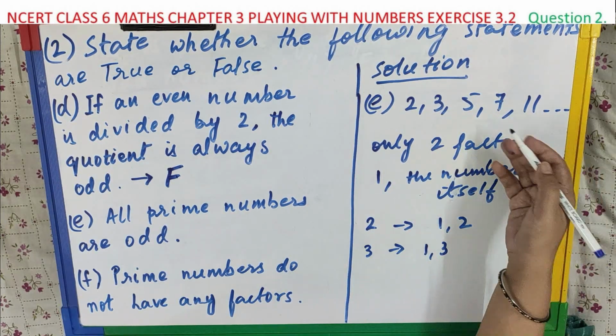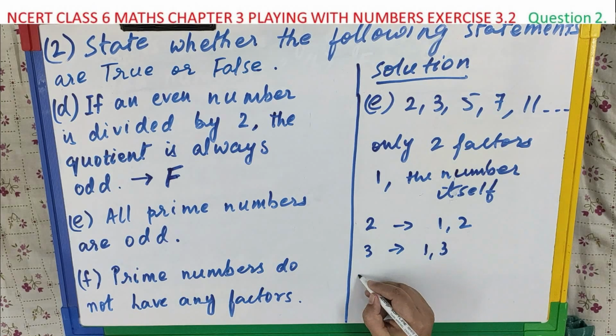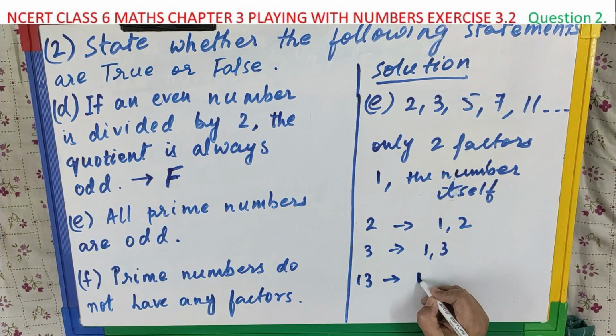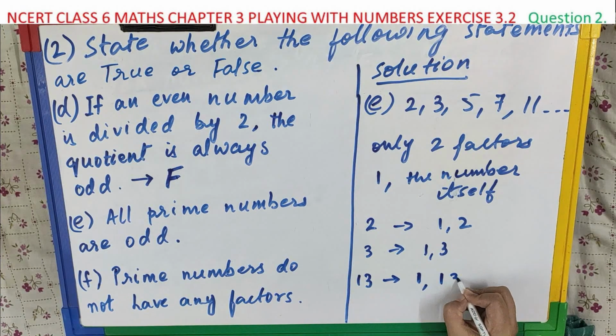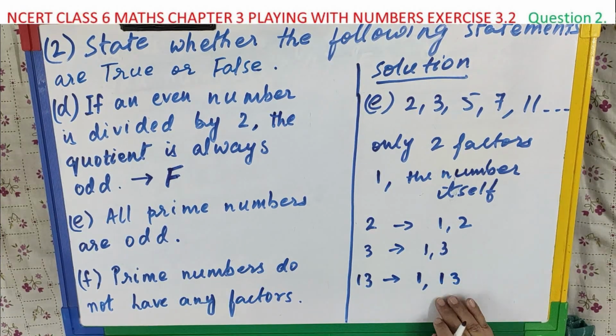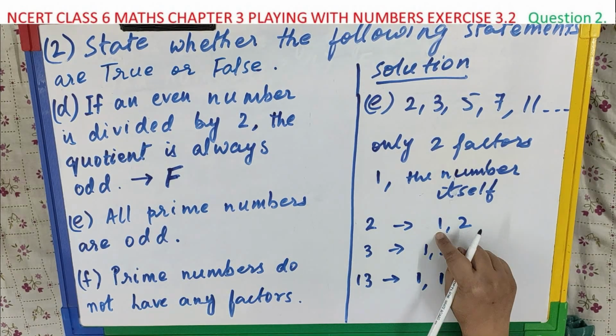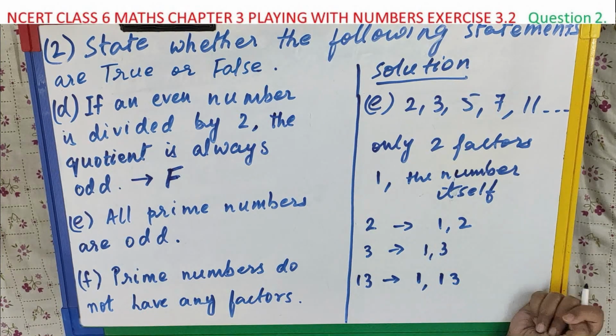5, 7, 11, 13. Let us check 13. 13 is also a prime number because it has only 2 factors, which means it is divided by only 2 numbers: it is divided by 1 and it is divided by itself. So prime numbers have only 2 factors, which means prime numbers are divisible by 1 and the number itself.